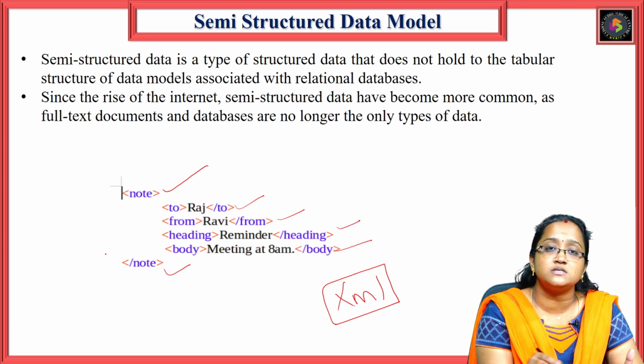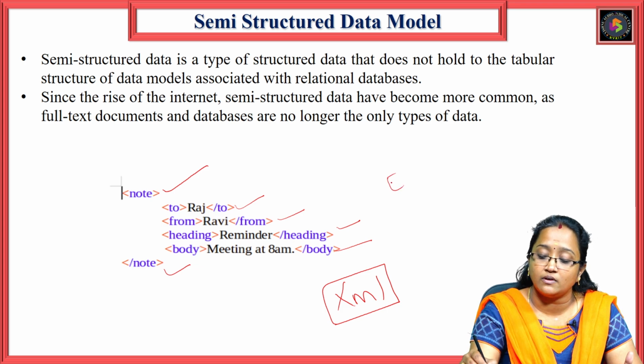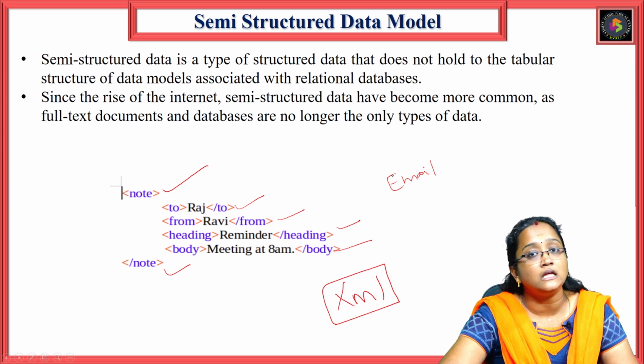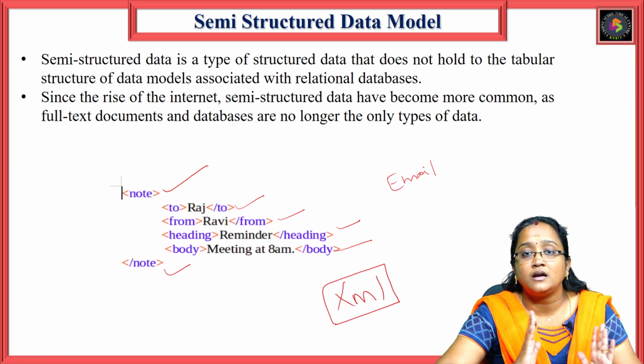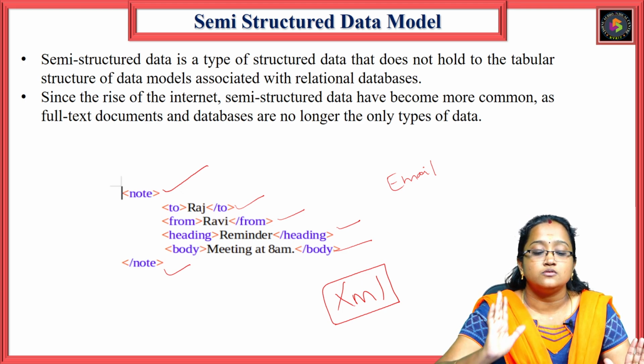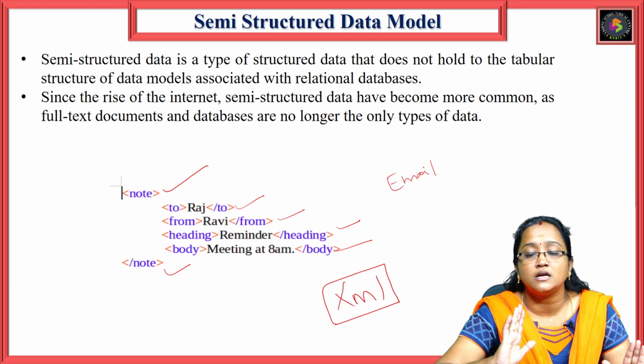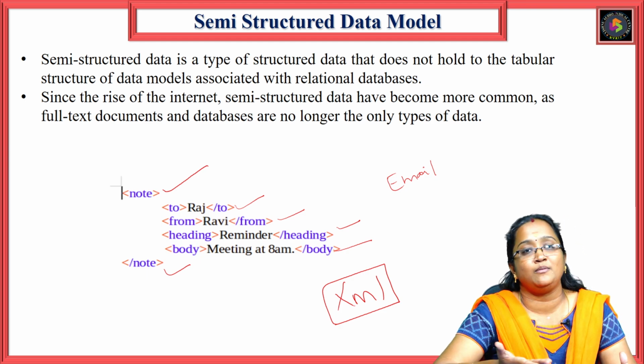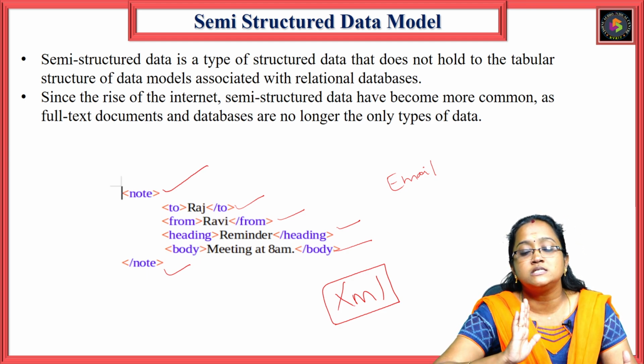But it follows some structure. Our email is one example of semi-structured data. It doesn't follow a structured data format like a table, but it follows some structure. Here we are using some user-defined tags, but not tabular form. So that is called a semi-structured data model.